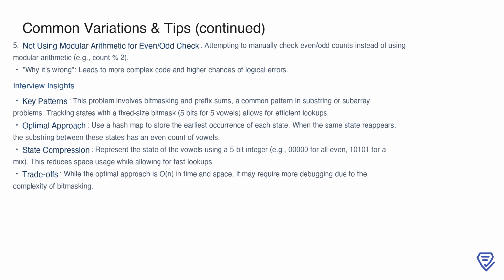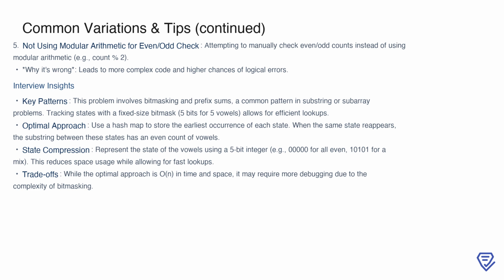The optimal solution involves using a hash map to store the earliest occurrence of each state. Whenever the same state appears again, the substring between these occurrences has vowels in even counts, allowing you to calculate its length. State compression using a 5-bit integer, like 00000 for all vowels even or 10101 for a mix of even and odd, keeps the solution space-efficient while enabling fast lookups.